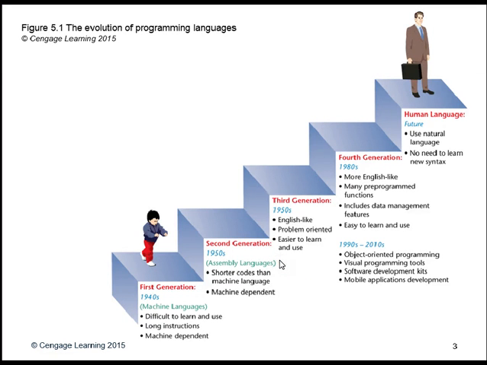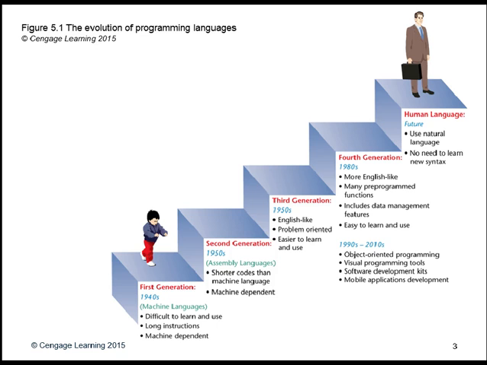And here we see a stair-step of the different languages, the generations. Machine language in the 1940s, assembly in the 50s, third generation in the 50s, and then fourth generation in the 80s and 90s. And obviously there's a never-ending improvement in computer science, and we expect even more advancements in programming languages in the future.